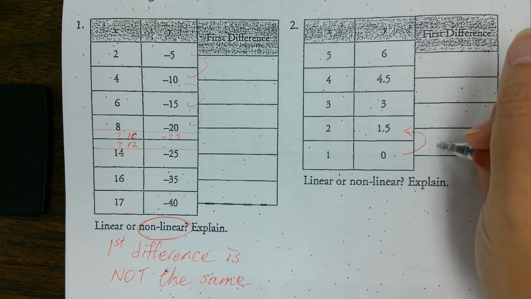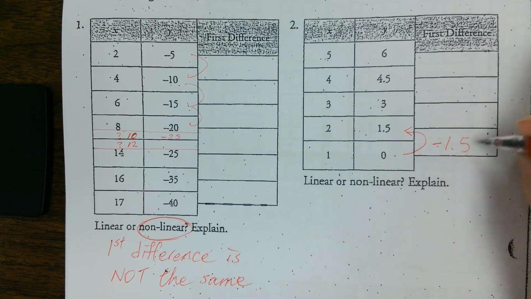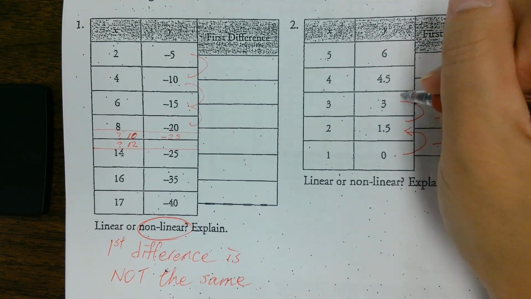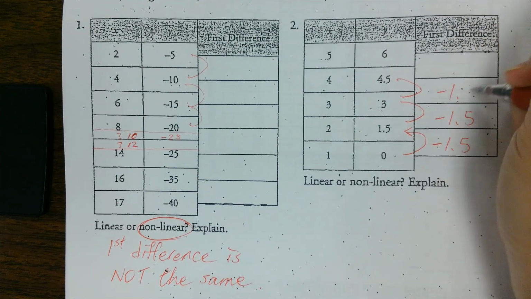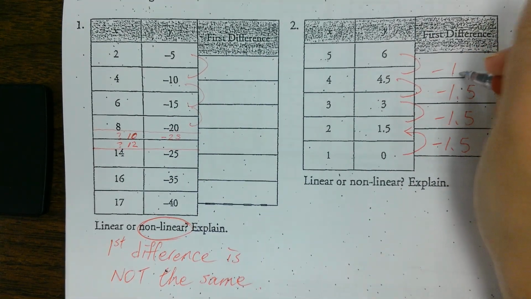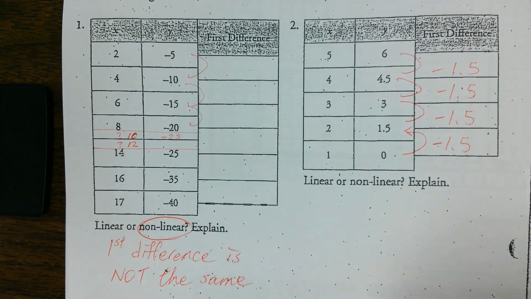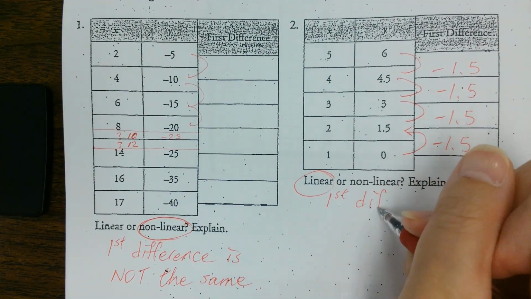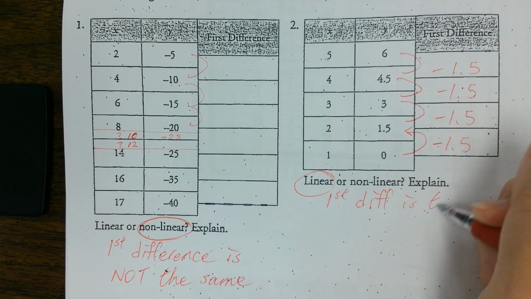0 minus 1.5 is negative 1.5. 1.5 minus 3, negative 1.5. That's negative 1.5, negative 1.5. Okay, so linear because first difference is the same.